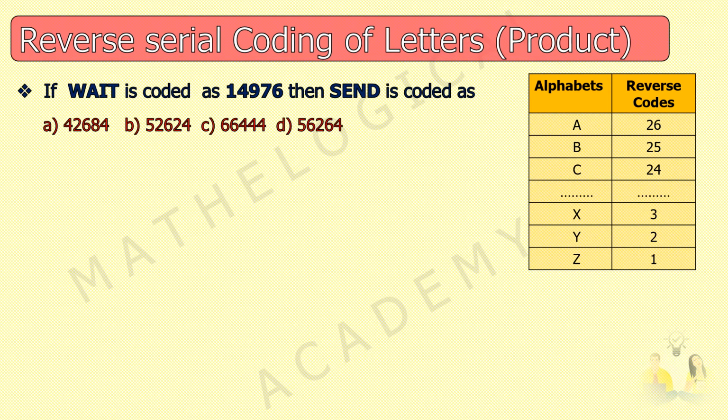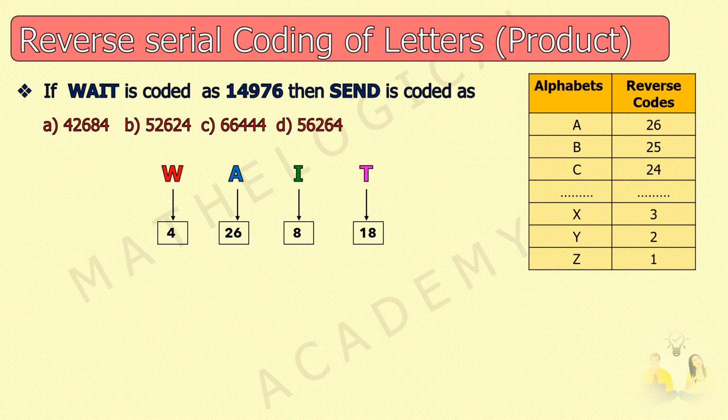One more question with reverse serial coding of letters. If weight is coded as 14976, then send is coded as what? We'll write the reverse serial numbers, which will be 4, 26, 8 and 18 for the letters. Of course, addition is not going to give us 14976. It's too big a number, so we are going to take the multiplication. So try with multiplication, we get 14976.